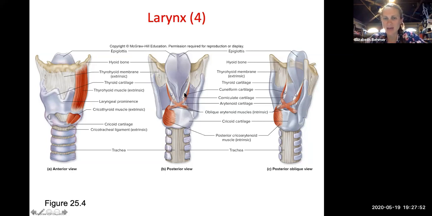You can also see other teeny tiny cartilages and the muscles that will surround the larynx itself. For your lab exam, I really just focus on the thyroid cartilage and the cricoid cartilage. You don't need to know the muscles or other cartilages that surround the larynx.